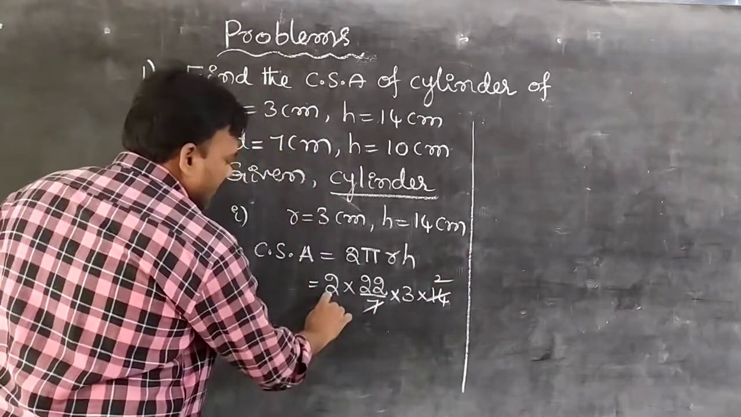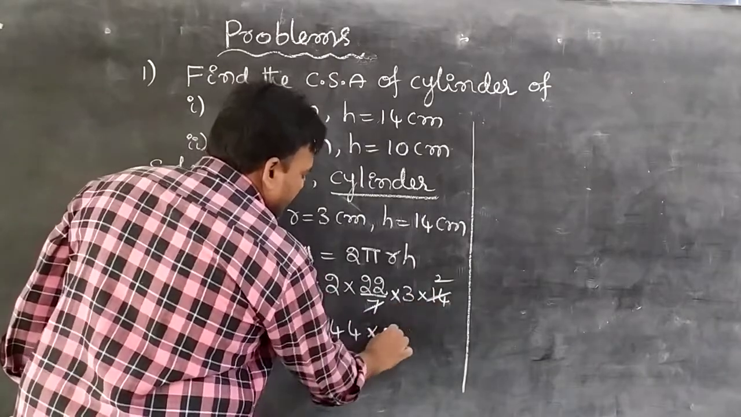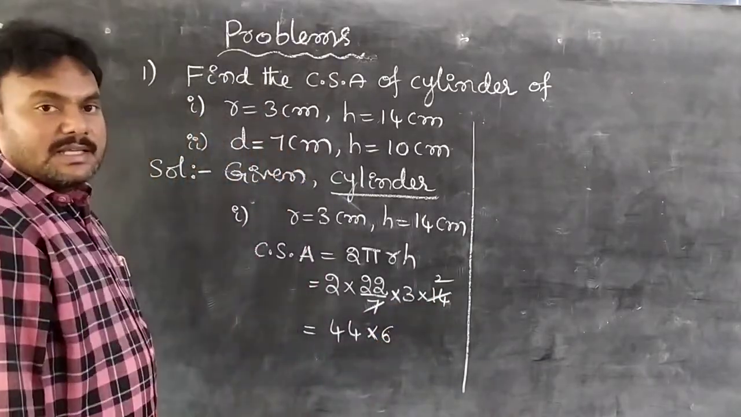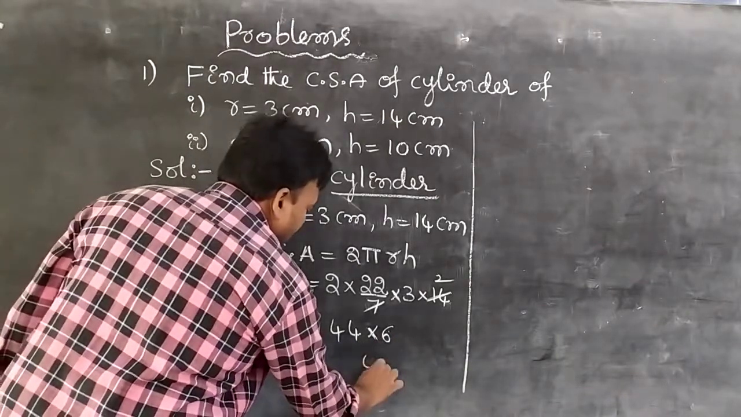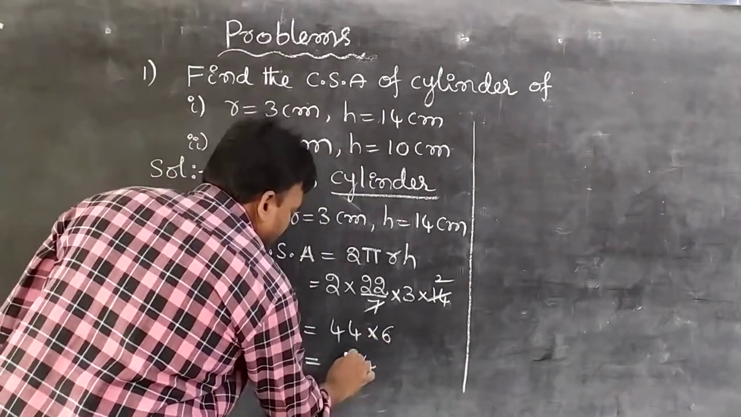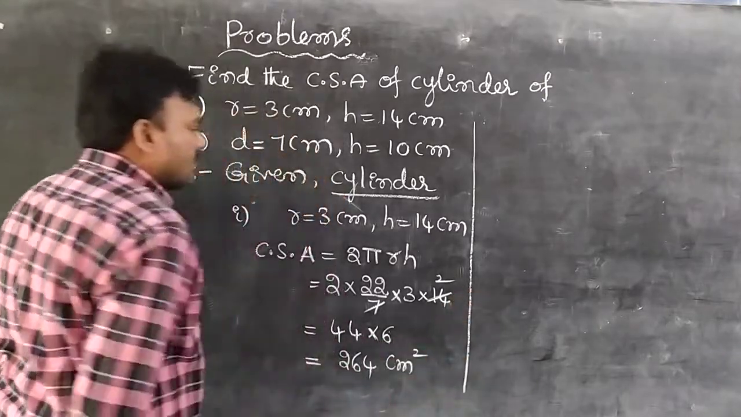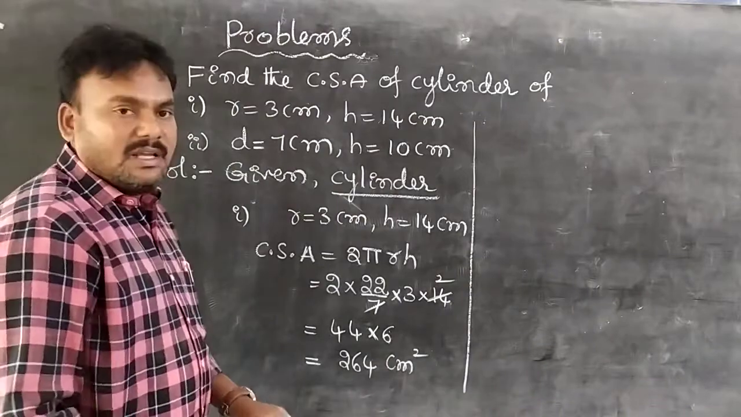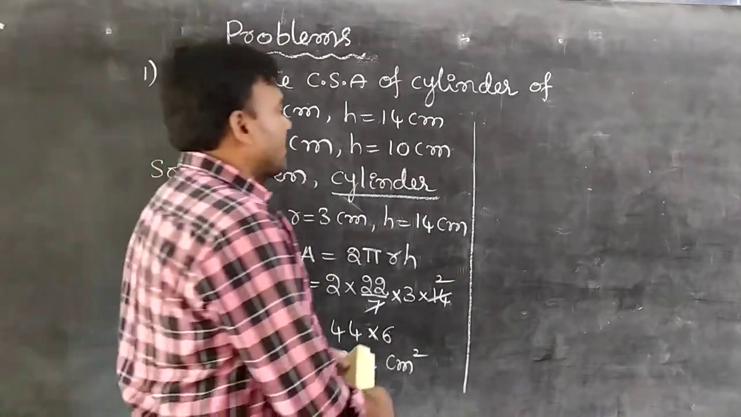It becomes 2 into 22, 44, into 6, isn't it? So then that implies finally 264 square centimeters. This is the solution of the first problem, students. And go for the second one.